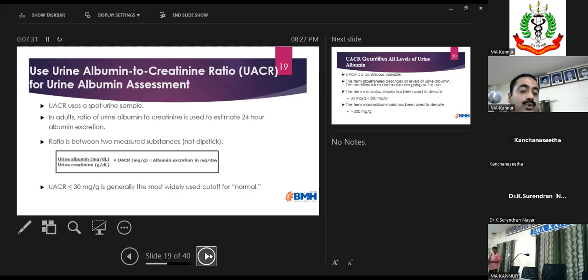The urine albumin to creatinine ratio is a simple technique to quantify the level of urine albumin, which helps us assess improvement in treatment or progression of the disease. It is the ratio between urine albumin and urine creatinine, which nullifies the effect of diet, because sometimes a high protein diet may increase creatinine. A urine albumin creatinine ratio of less than 30 milligrams is generally considered normal.